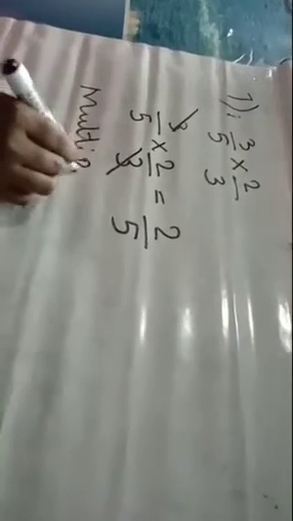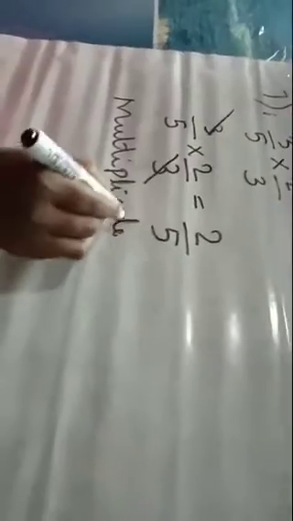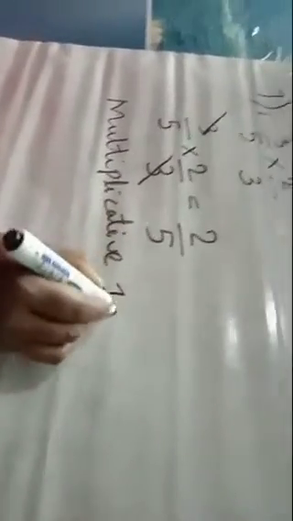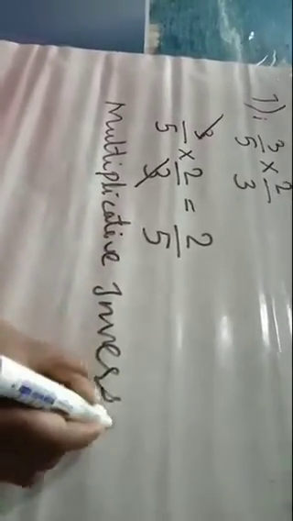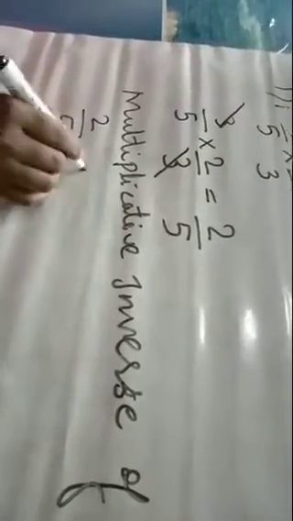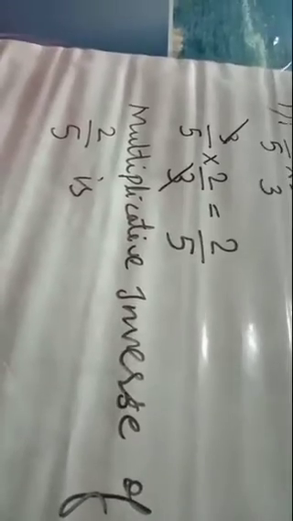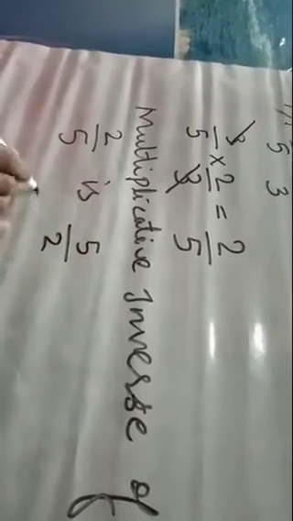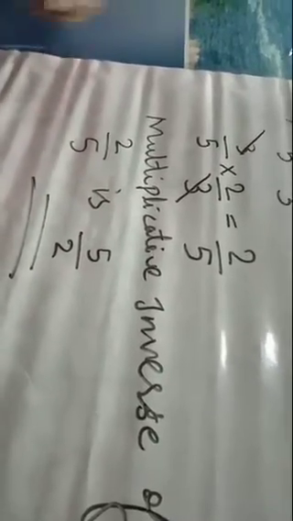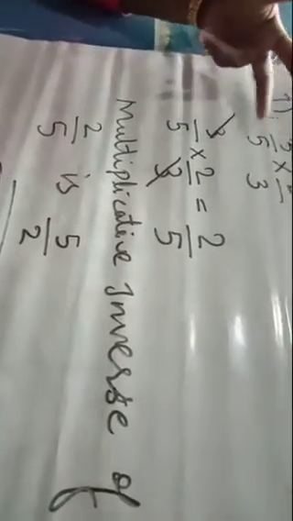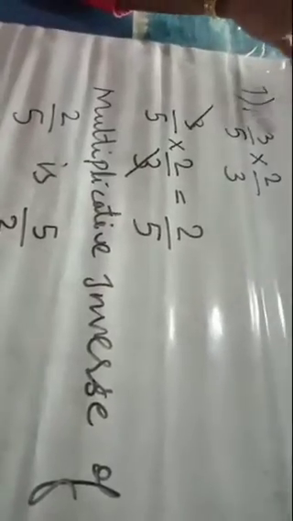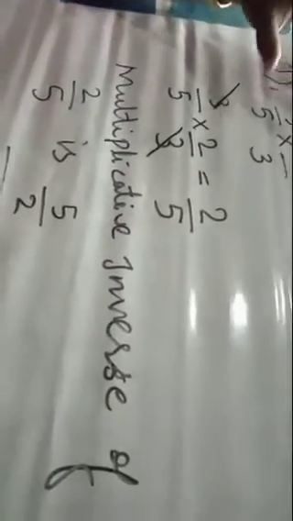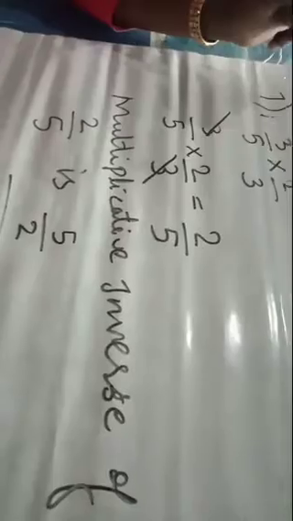So what is the multiplicative inverse of 2 by 5? Multiplicative inverse of 2 by 5 is 5 by 2. See, first you don't write 5 by 3 and 3 by 2. Don't change the order at first. If it is only one number, you can change the order.